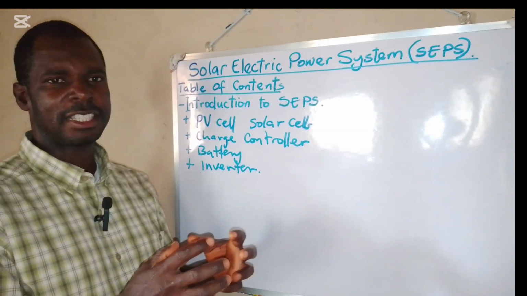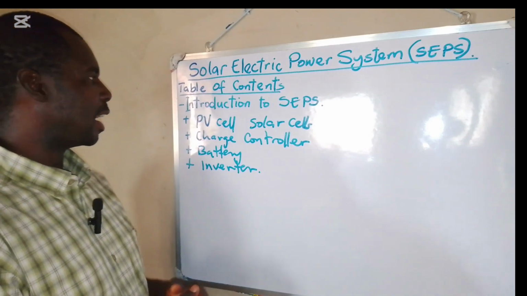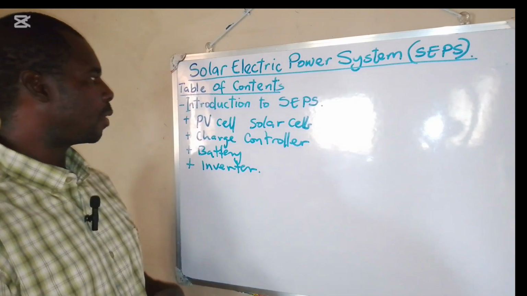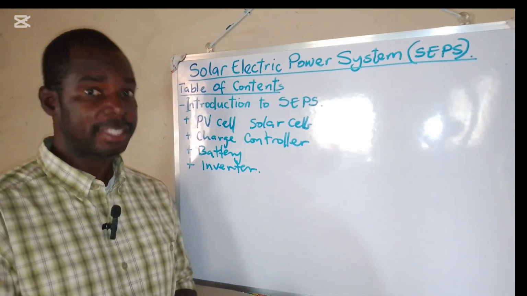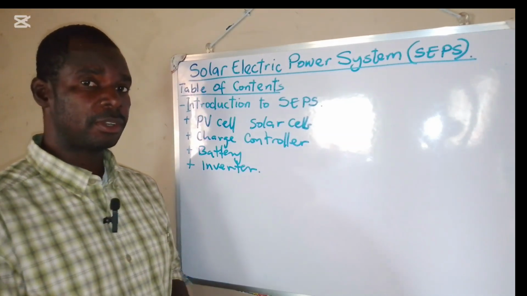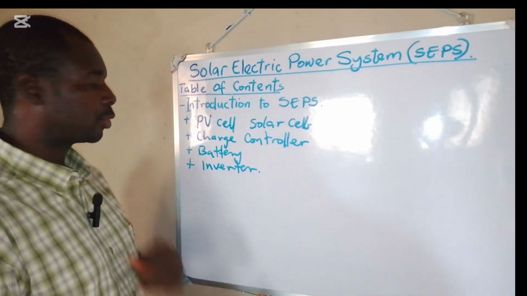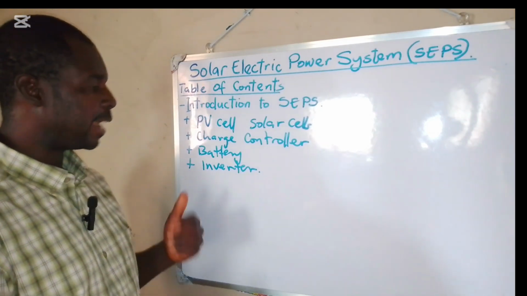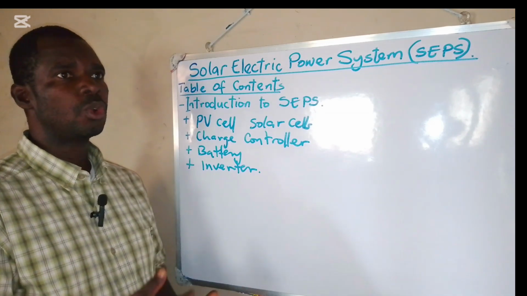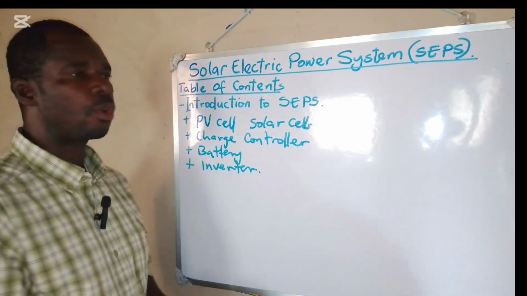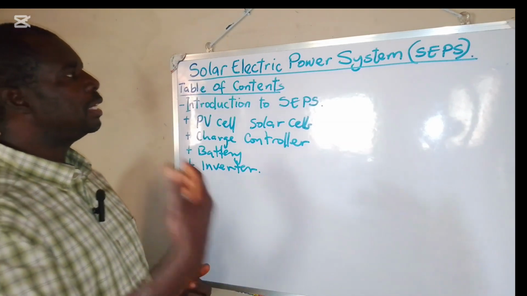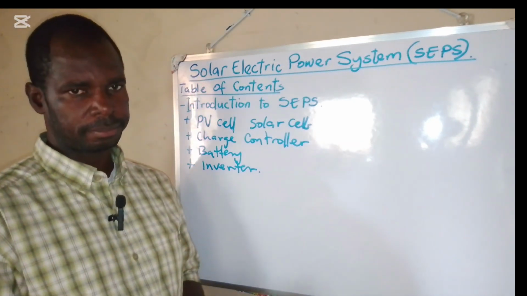These gadgets that are arranged together are already listed here, and part of it is the PV cell, or photovoltaic cells, or solar cells. Secondly, we have the charge controller on the line also. We have the battery, and we have the inverter. At the later part of the study in this session, we'll be talking about all these four components in detail.